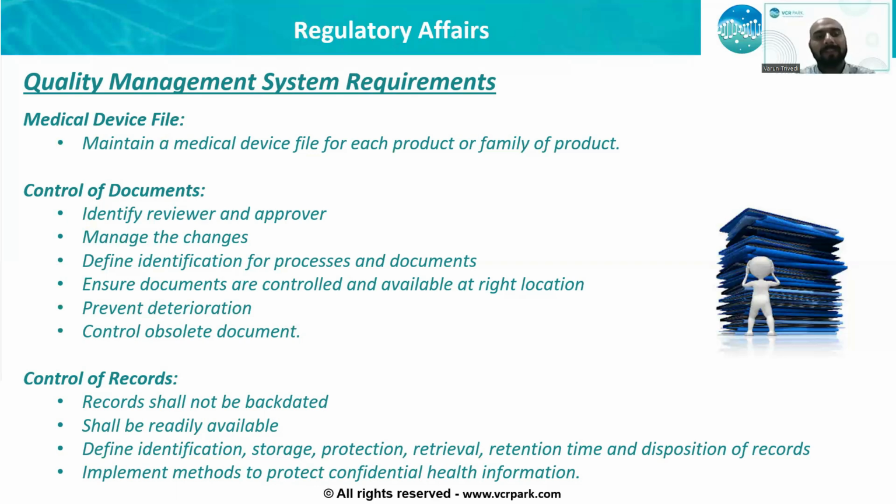Control of records: similar to documents, we will be having a lot of records, which are evidence to say that particular processes have been implemented. The way you show a process has been implemented is by maintaining the records. The most important thing is we need to ensure that the records are safely maintained, retrievable, and available when needed. Never ever backdate records as a good practice.